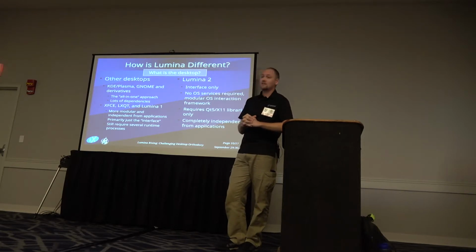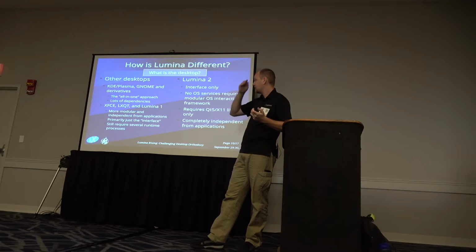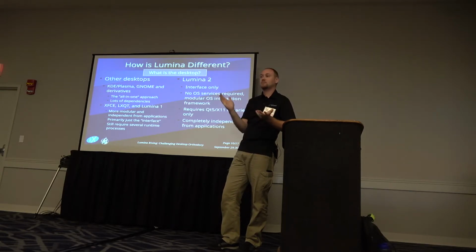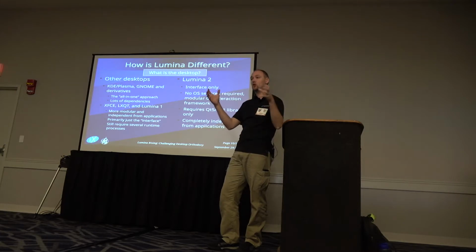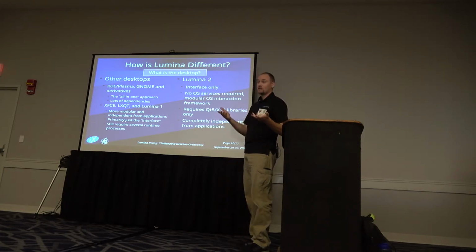All right, so how is Lumina different? So let's go into the question, okay, what is the desktop? What you see for most of the common open source desktops, they're all developed on Linux, and mainly they come under these couple groups. KDE/Plasma, GNOME, and other derivatives. They all tend to take the all-in-one approach. There's lots of dependencies. When you install KDE, for instance, how many different packages do you have to install? How many different utilities does that install with it? So those definitely take the all-in-one approach, where it's like you install us, we take over your system, you don't need anything else. All you need is us. You could install other applications, but you don't need to.